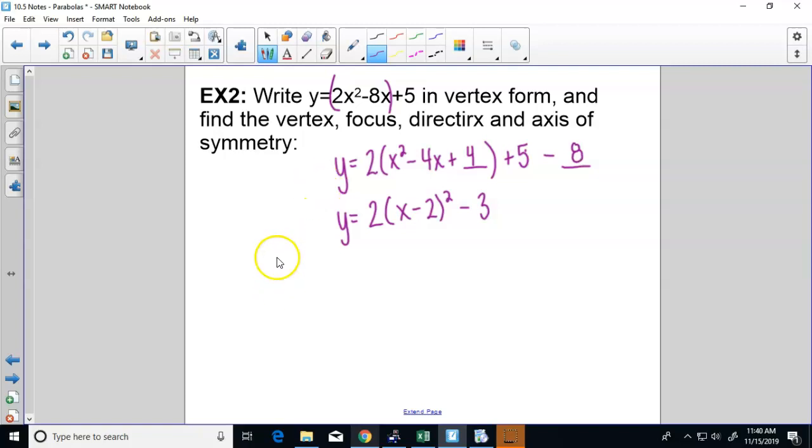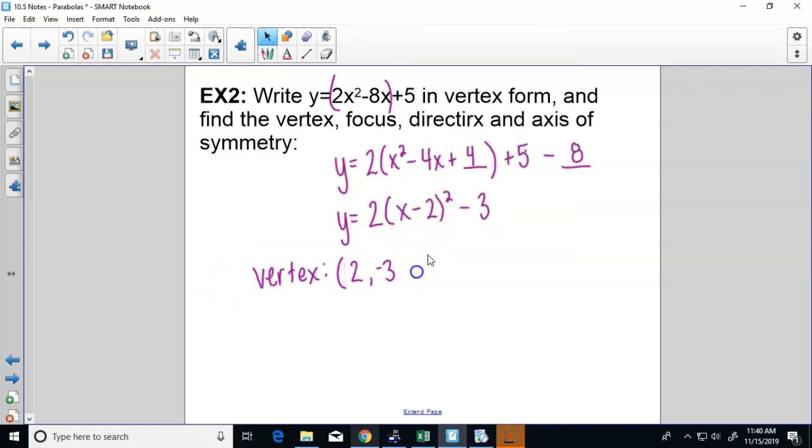Okay, so our vertex. All right, Trevin, what would the vertex be for this one? Perfect. 2, negative 3. Notice Trevin did not do the opposite sign for that y coordinate right there because it's not in the parentheses, so you don't do the opposite sign. The x that is in the parentheses, so you do opposite sign.